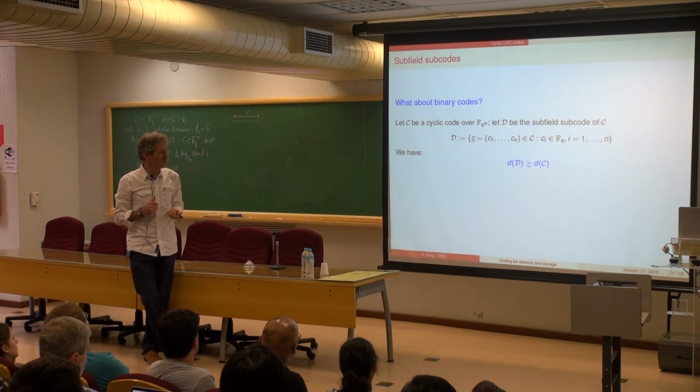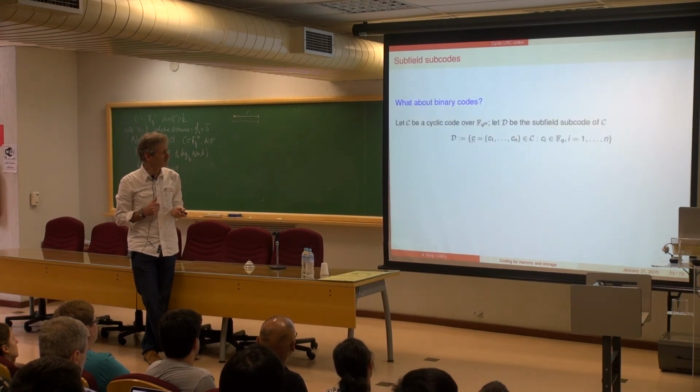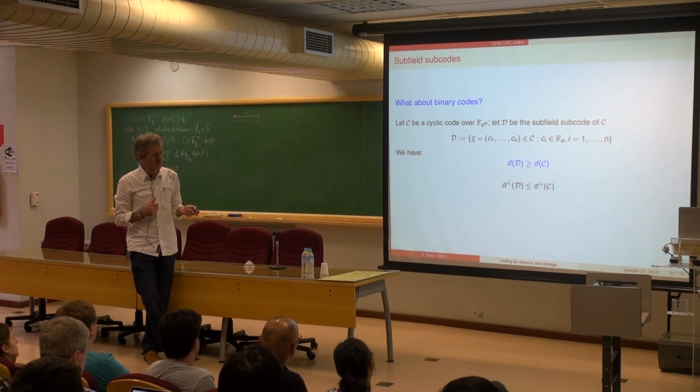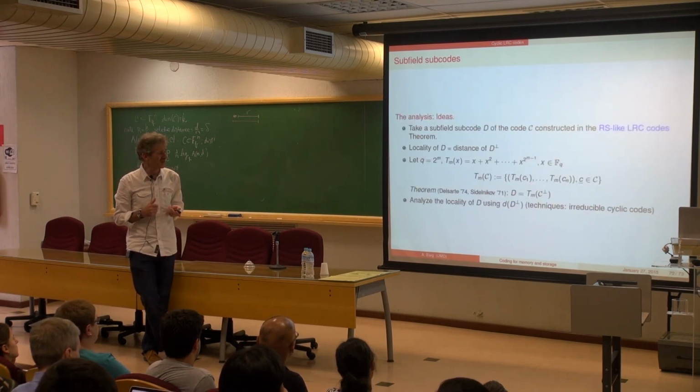So yes, what about binary codes? So the distance of the subcode is greater, the dual distance is smaller or equal, so the locality is smaller. It's a nice observation, and from that we construct some examples of locally recoverable codes.